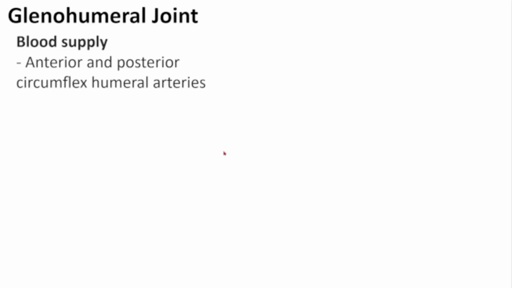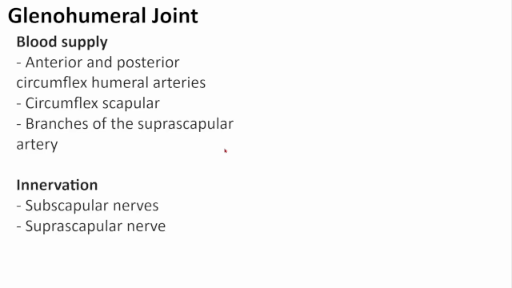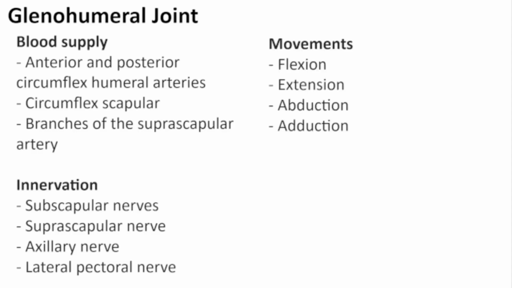Blood supply are the circumflex humeral arteries, innervation, subscapular nerve, suprascapular nerve, axillary nerve, lateral pectoral nerve. Okay, movements, right? So this does a lot. So it's easier to think about things in planes in isolation. However, in the real world, when you're throwing a baseball, you're doing almost all of these at once.